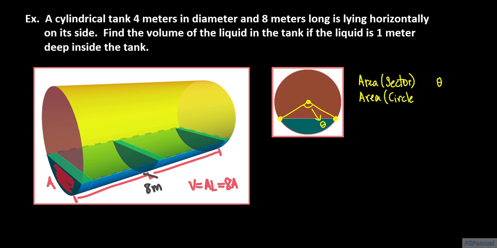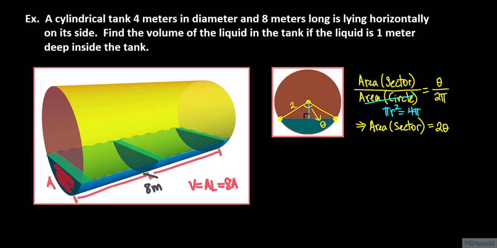While the entire circular end of the tank corresponds to 2 pi radians. If theta is in radians, the area of the sector divided by the area of the circle should be equal to theta divided by 2 pi. The area of the circle, of course, is pi times r squared. With r equals 2, the area of the circle is 2 squared times pi, or 4 pi. Solving for the area of the sector, we get that the area of the sector is 2 theta. Now we only need to find theta.